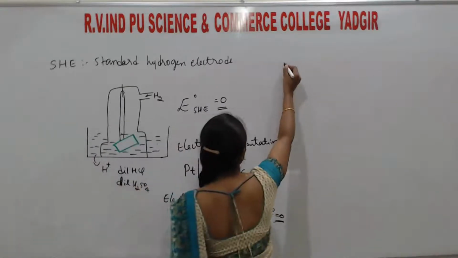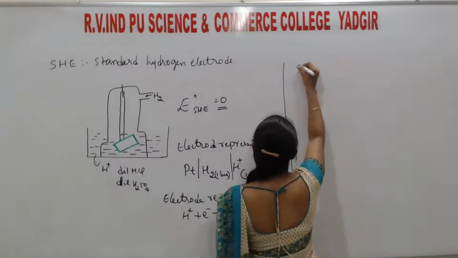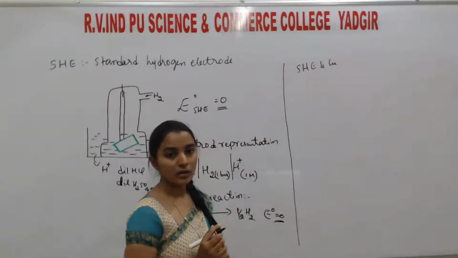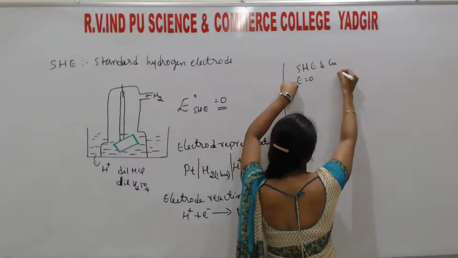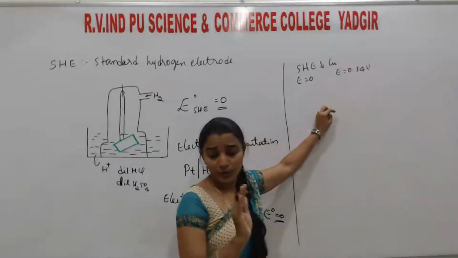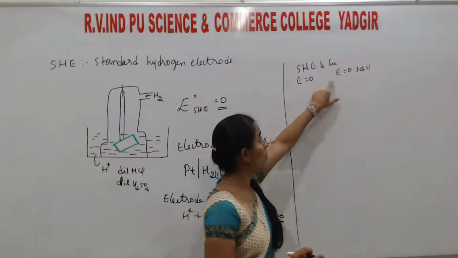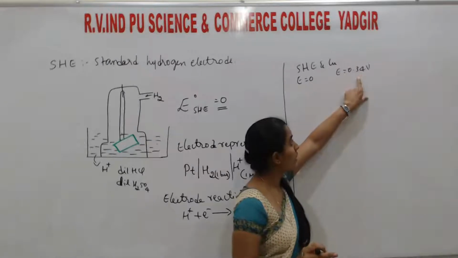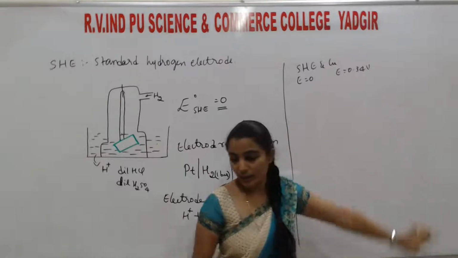Understand? How? Listen. Okay. SHE and copper you take. Okay? So students, SHE E naught value is 0 and this copper E naught value is 0.344. So we don't know which one is cathode, which one is anode. And at the same time, we don't know the E naught value of this copper. Just now it's simply written like this. So listen.